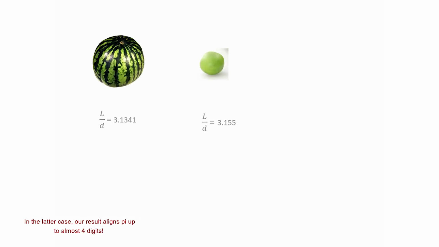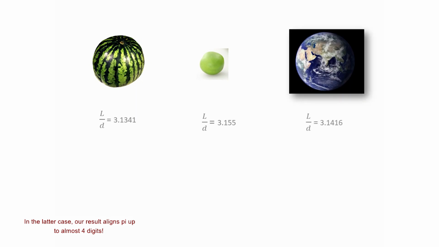In all these cases we obtained numbers very close to pi. In the latter case, our result matches pi up to almost 4 digits. You see how important it is to have good raw data. If our watermelon and pea were a more regular round shape, and we measured them not with a ruler and a thread, but in a more accurate way, then we would also get 3.14, that is the pi constant value.